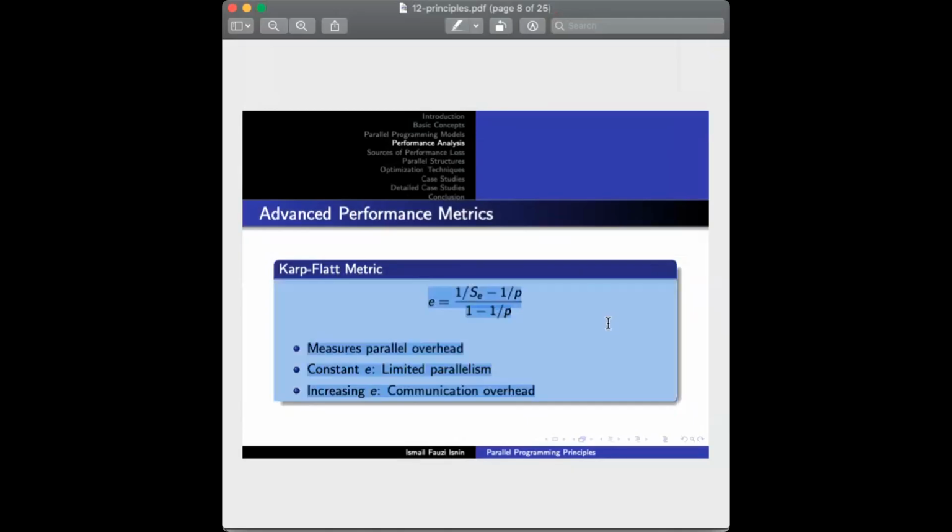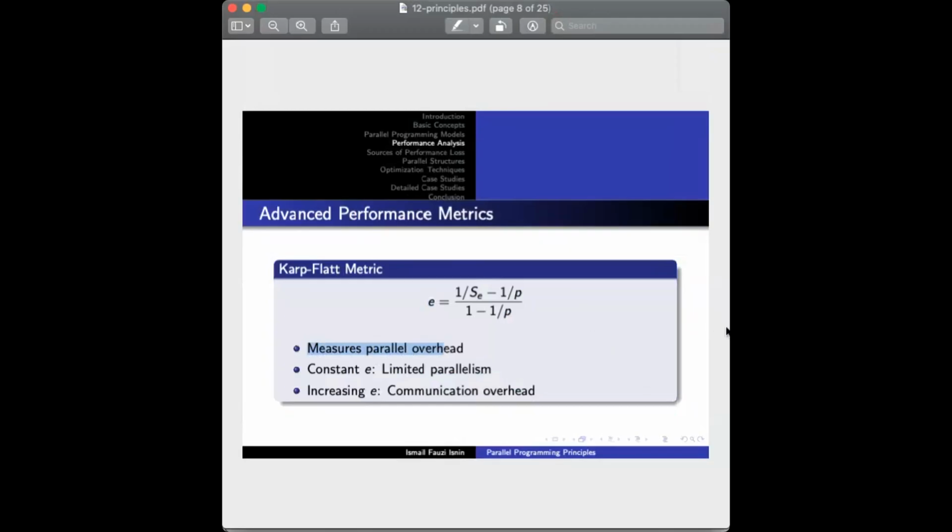This metric tracks the experimentally determined serial fraction, denoted as e, which directly captures parallel overhead. By tracking how the value of e shifts as you scale up the processor count, you can pinpoint exactly why your application is losing performance.